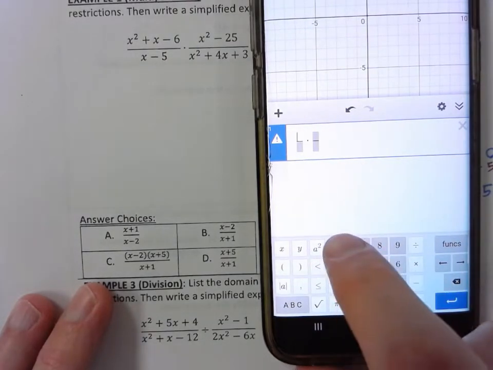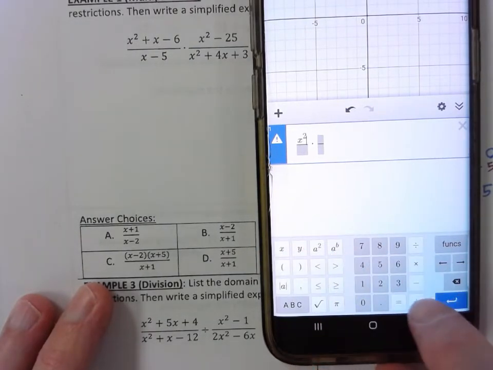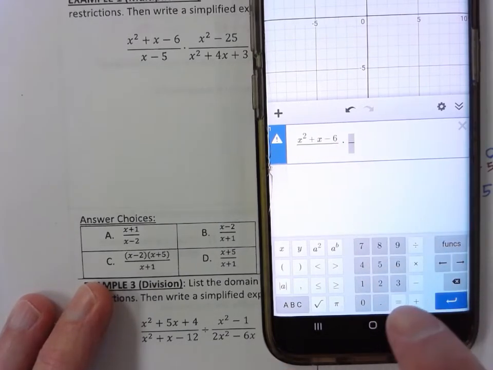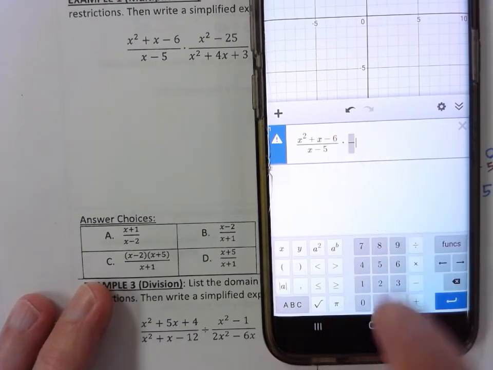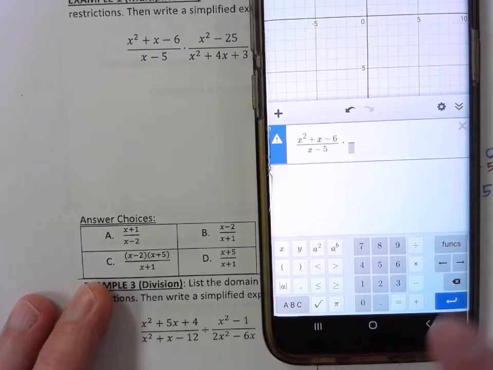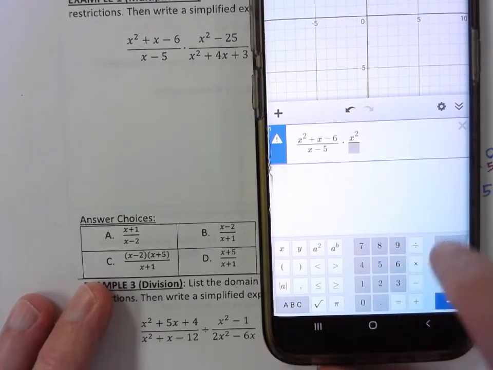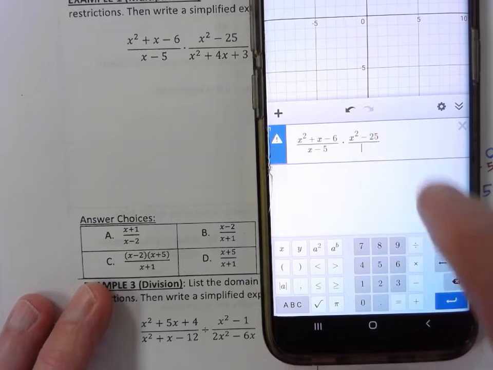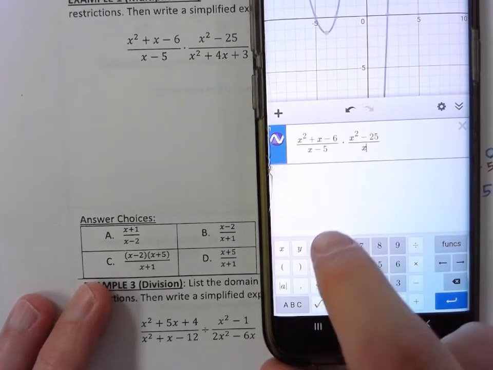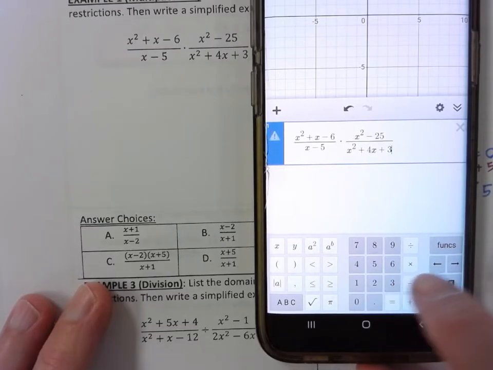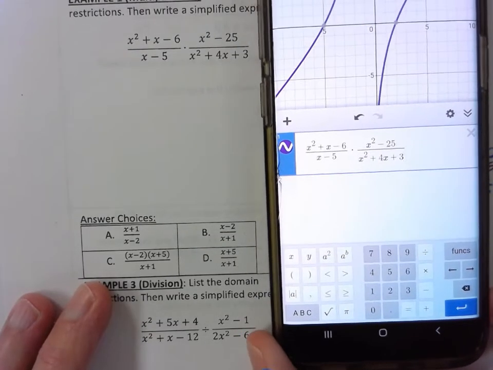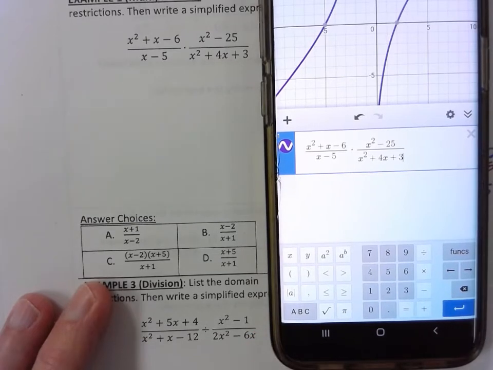That graph is going to be x squared plus x minus 6 over x minus 5. The right side is going to be x squared minus 25 over x squared plus 4x plus 3. If you're doing this on your Chromebook or another computer with a keyboard, of course, using the Shift 6 key, use your keyboard shortcuts, it's a little bit faster.